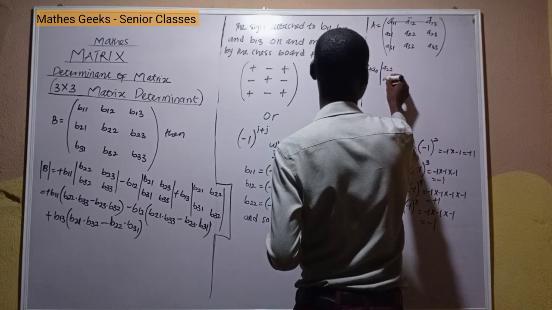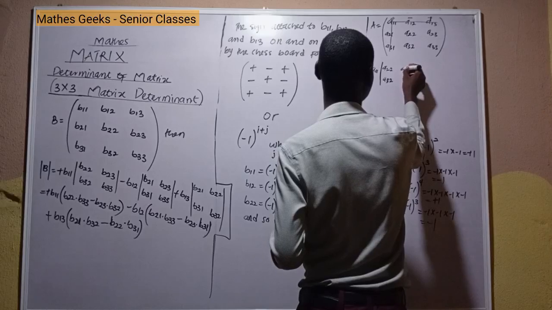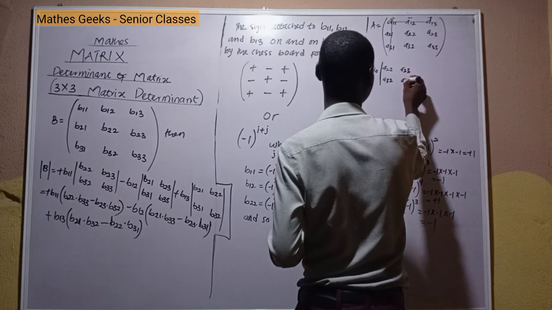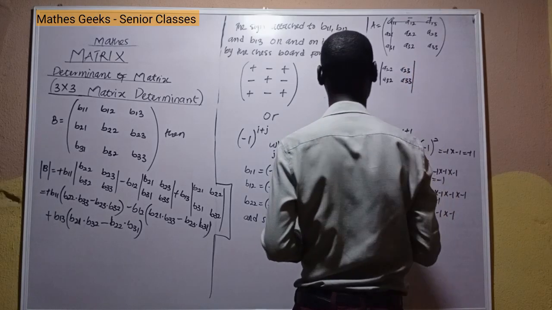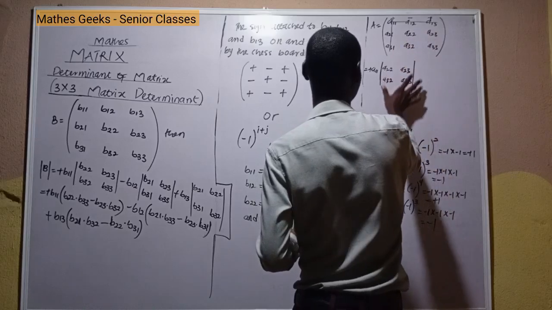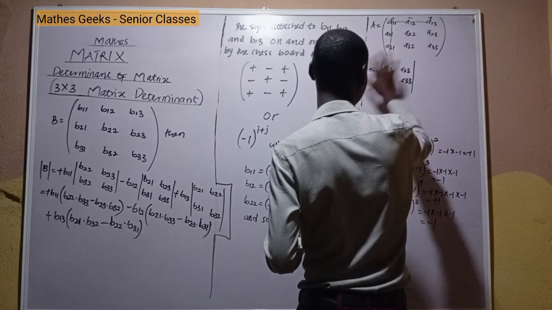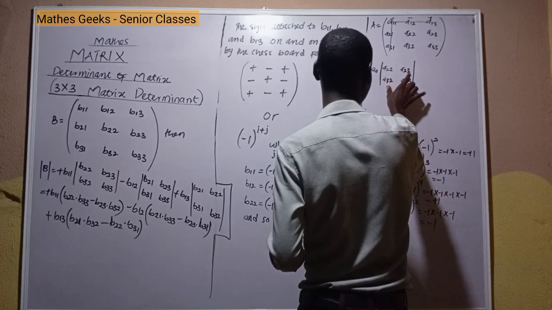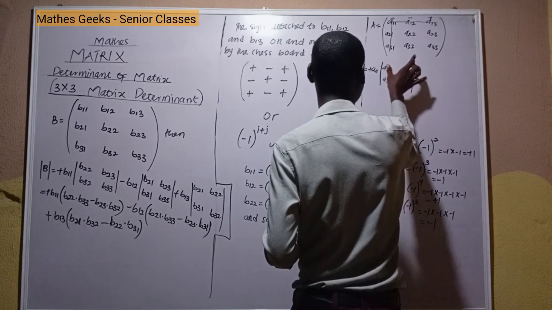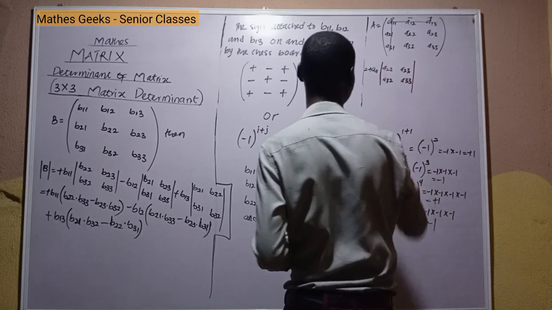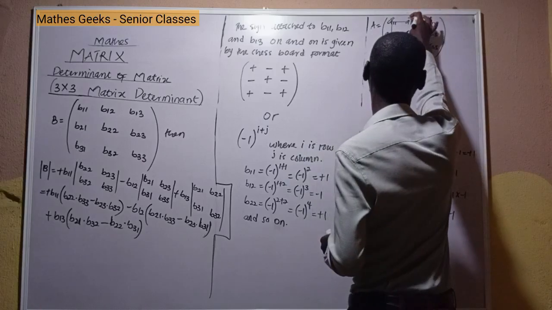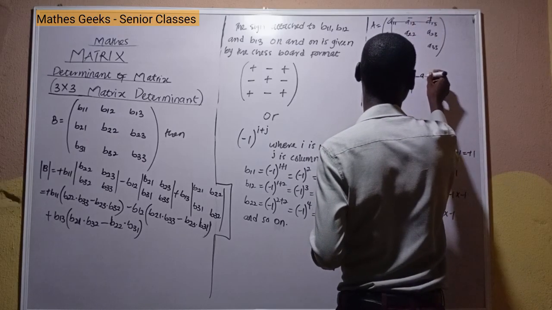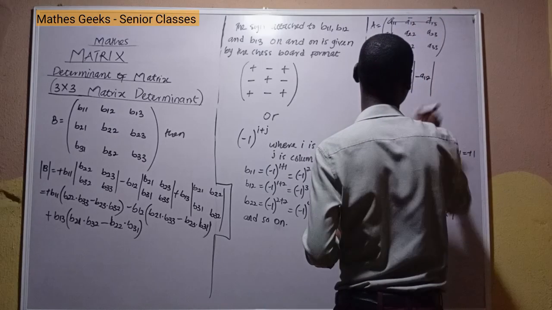E22, E23, and so on, you bring it down. So at the end of the day, you have E11 out, and then you have a 2 by 2 matrix formed. At this point, you are evaluating the determinant of this 2 by 2 matrix. The same thing applies to the next one: minus A12, and you find the determinant.